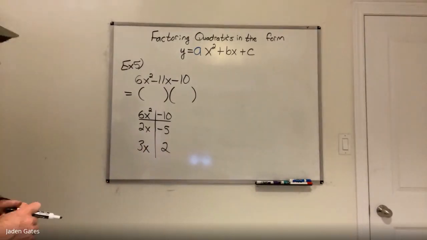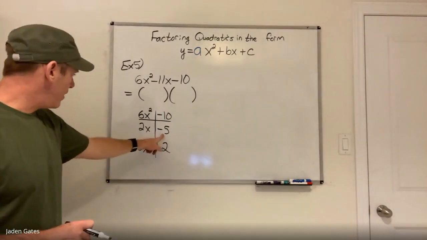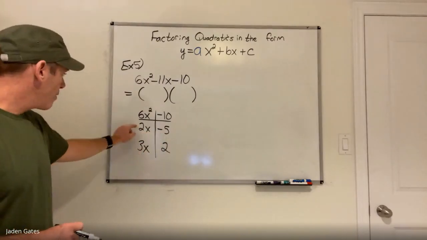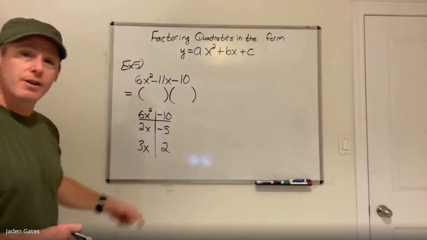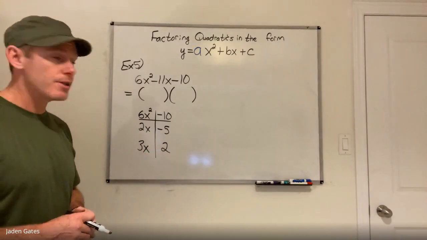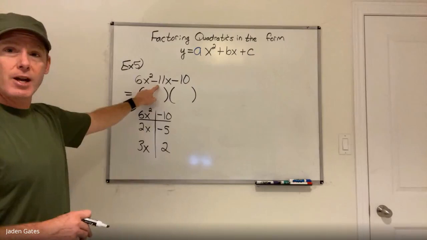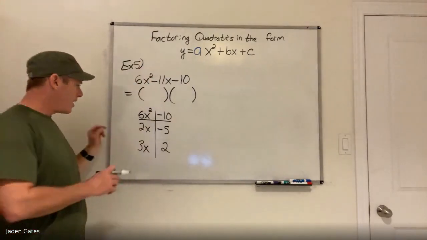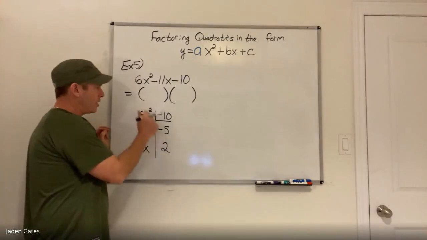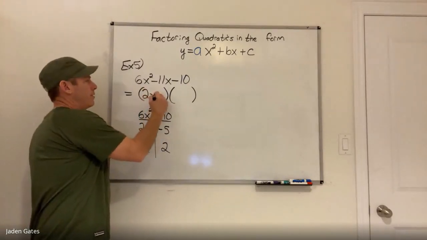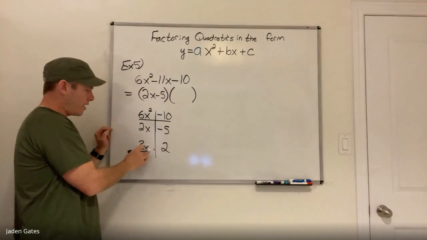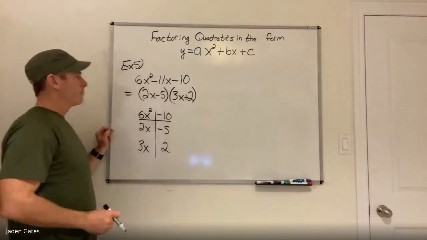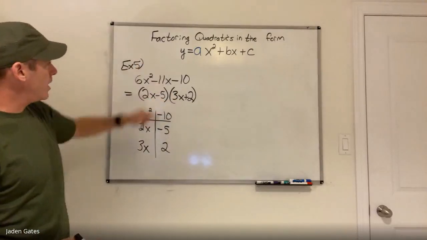I think I got it already. Minus 5 times 3x is minus 15x, plus 4x. Minus 15x plus 4x, there's my 11x. Hey, got it on the first try. Like I said, sometimes you get lucky here. So I write my combinations down here. I get a 2x minus 5, and I have a 3x plus 2. So if I FOILed this, that's what I get.